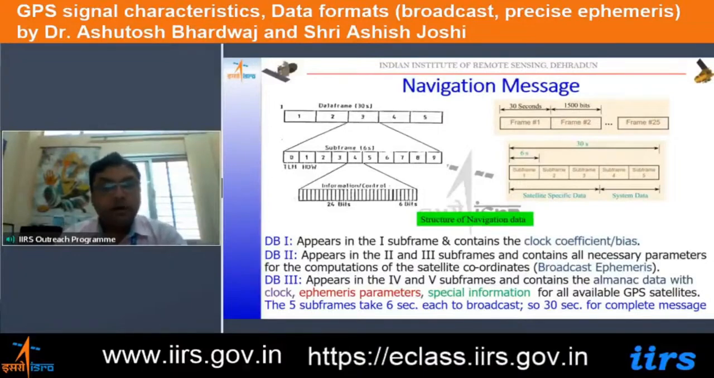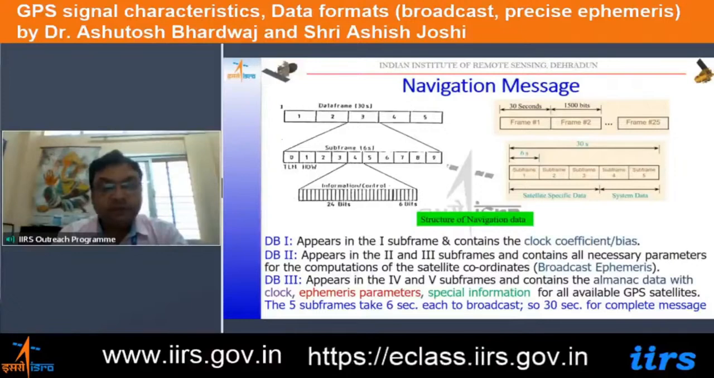Then data block 3 consists of subframes 4 and 5. It provides the almanac data, that is the chart of the satellites. What we mean is the satellites in the region of the receiver from where it is receiving signals, and besides that, the other satellites which are not visible, their parameters also will be downloaded in the almanac data. Whereas ephemeris data will only provide the positions of the satellites which are sending the signal to the receiver, in real time. That is the broadcast ephemeris data, and some other special information as required.